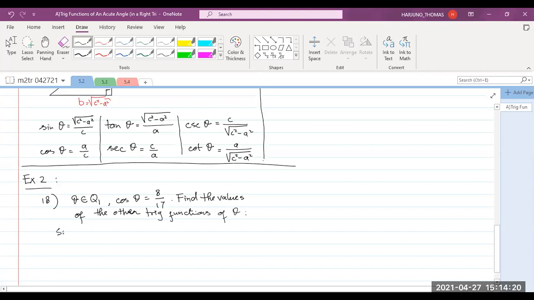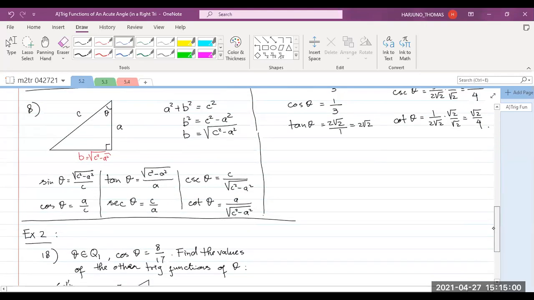Okay, now how do we do that? First, you draw a right triangle that corresponds to the given information. So suppose this is my theta. Now cosine theta is 8 over 17, so you can say the 8 is the adjacent, 17 is the hypotenuse. Now that is cosine theta, right? Now then you use the Pythagorean theorem, which, if you happen to memorize Pythagorean triplets, then you know this is 15. Now let me go back to what I call Pythagorean triplets first.